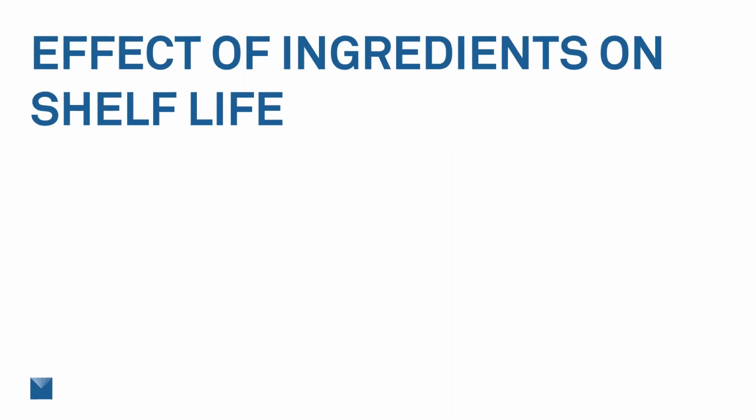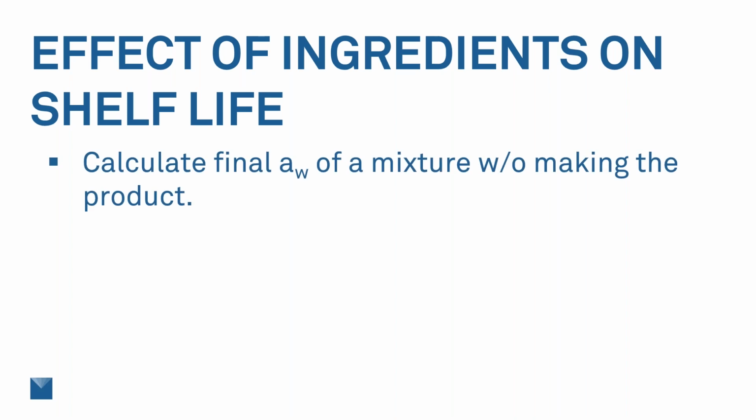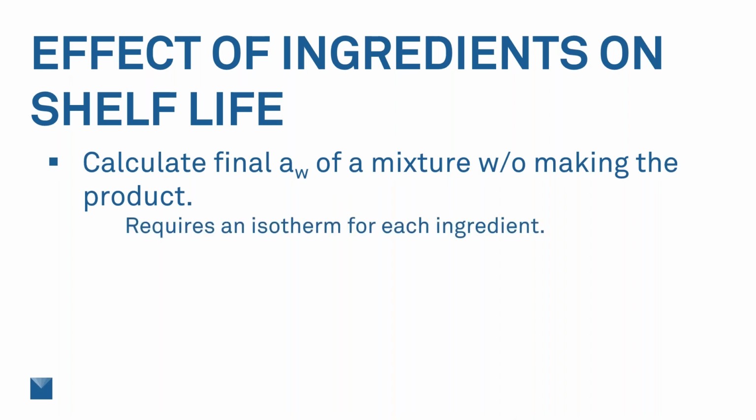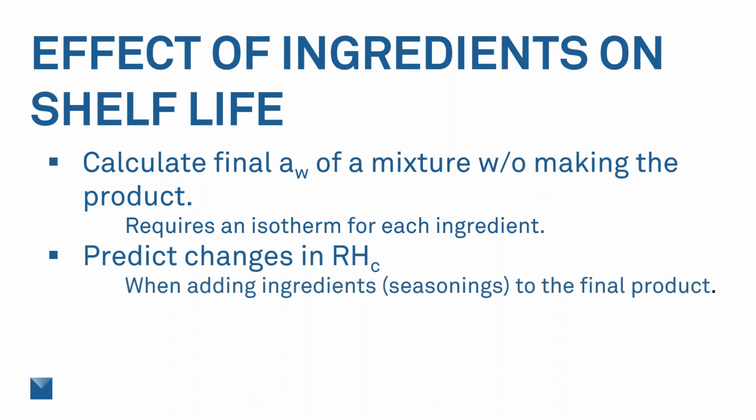So our last topic for today is the effect of ingredient changes to shelf life. So for this, you can calculate the final water activity of a mixture or a recipe without even making the product. But this requires an isotherm for each of your ingredients. But for today's example, we're going to talk about adding ingredients and how they are going to change the critical water activity for your product.